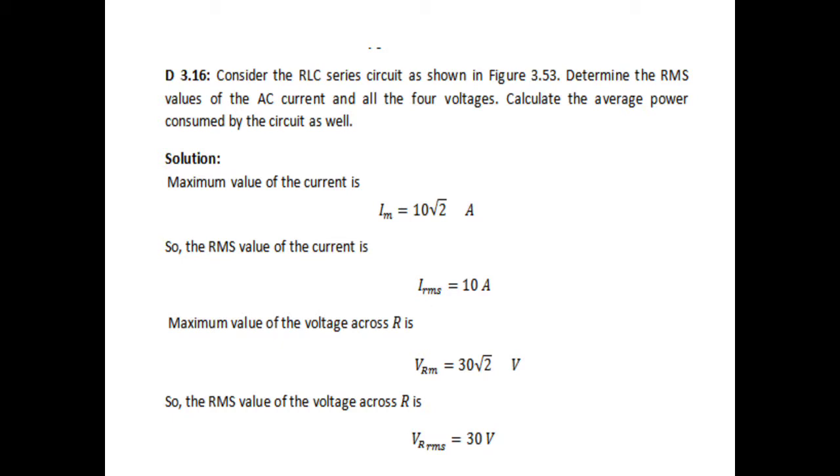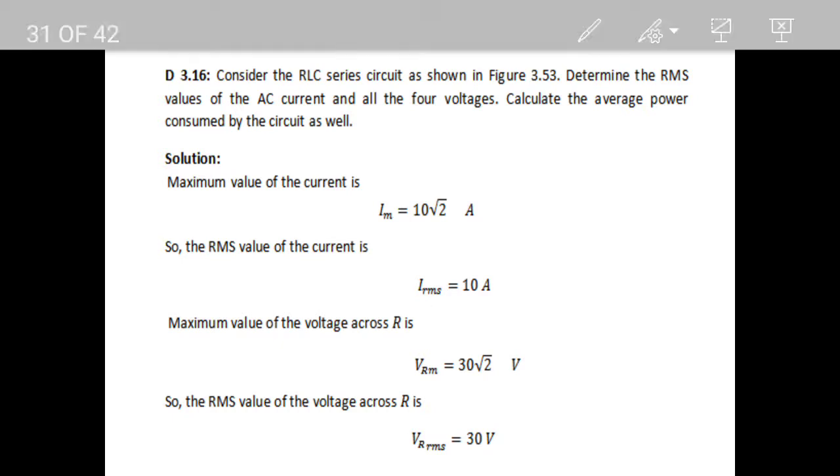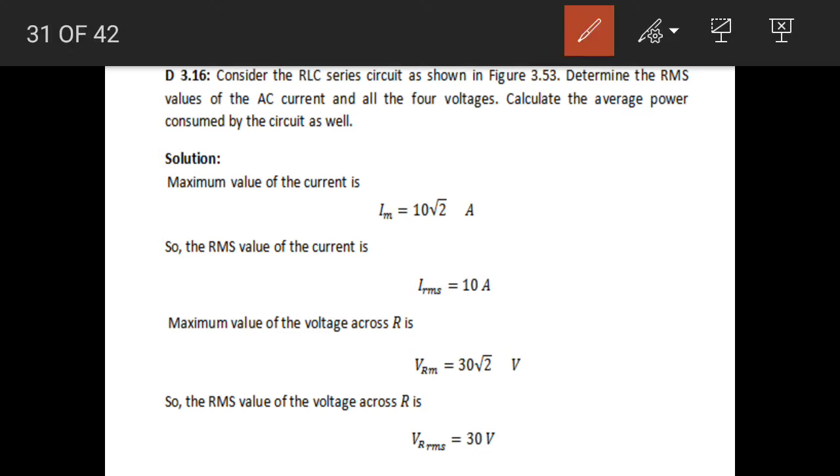Okay, now we repeat the previous example, and we are going to calculate the RMS value of the current, the RMS value of the voltage across the resistor, the RMS value of the voltage across the inductor, the RMS value of the voltage across the capacitor, and the RMS value of the voltage across the source. And then we are going to calculate the average power which is consumed by the entire circuit.